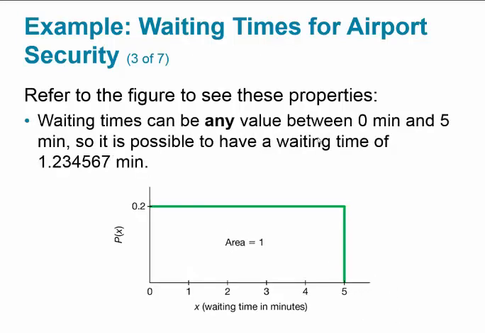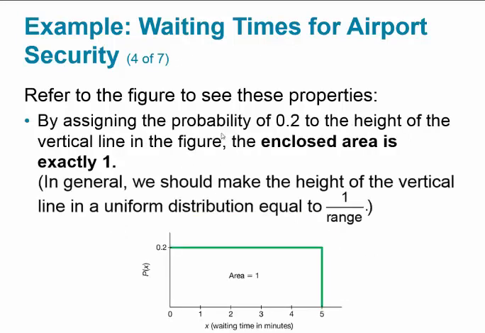Now, waiting times can have any value between 0 and 5. Since it's continuous, someone can have a waiting time of 1.234567 minutes. Now, by assigning the probability of 0.2 to the height of the vertical line in the figure, the enclosed area is exactly 1. In general, we want to make the height of the vertical line in a uniform distribution equal to 1 divided by the range.